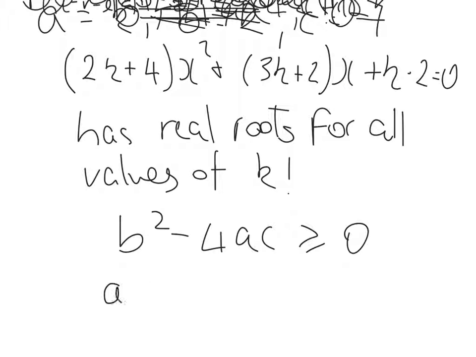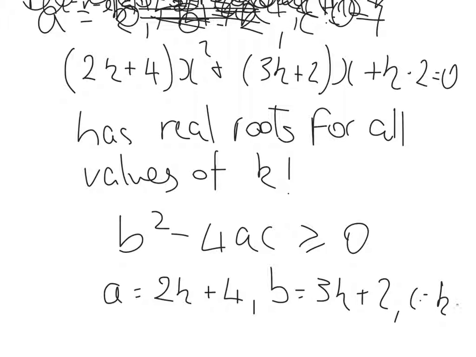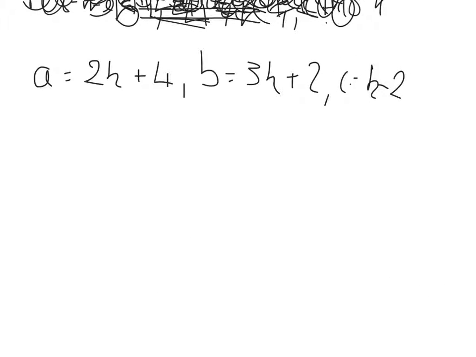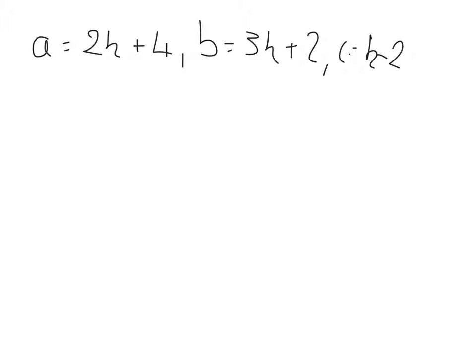So a equals 2k plus 4. B equals 3k plus 2. And c is equal to k minus 2. So let's put that into the discriminant. B squared minus 4ac.